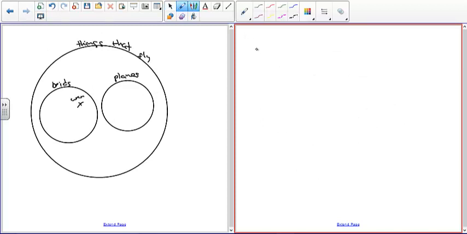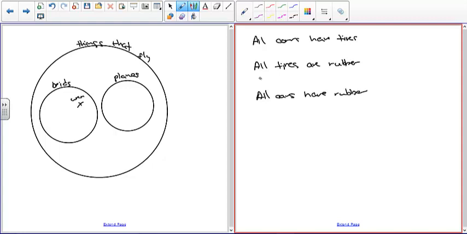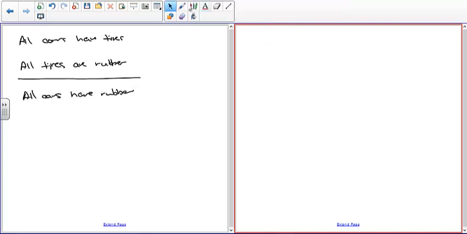Okay, the next one is all cars have tires. The next one is all tires are rubber. And the next one is all cars have rubber. Okay, so these are the two premises. That's the conclusion.